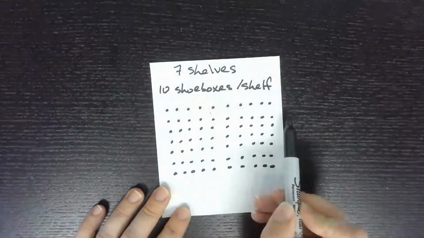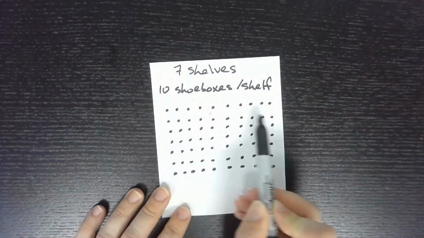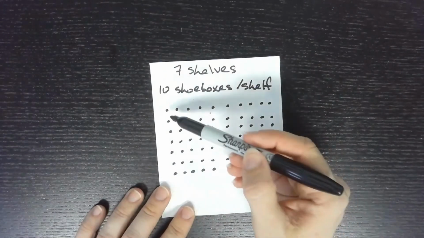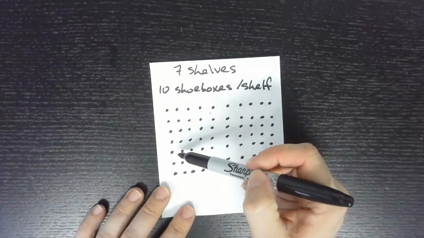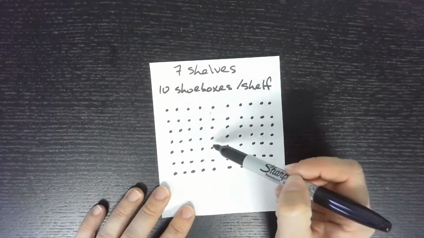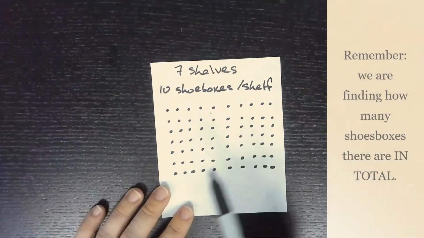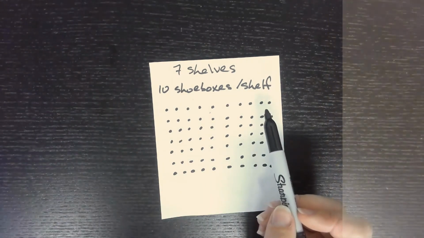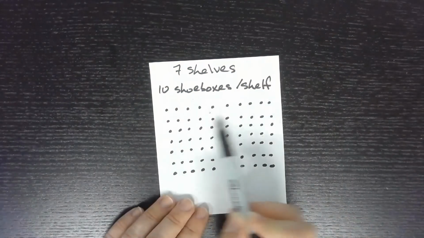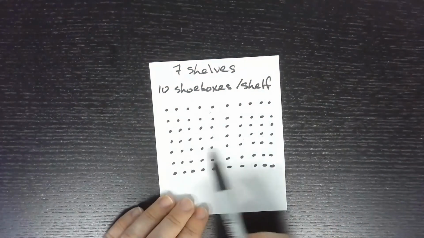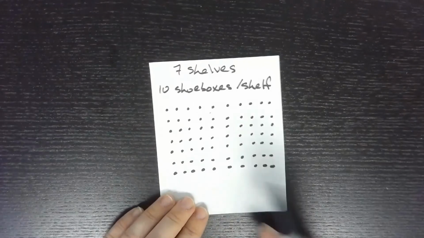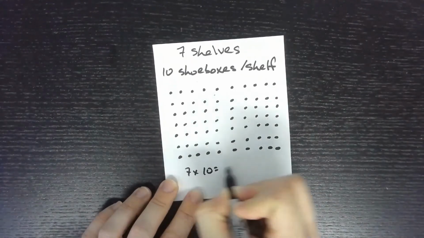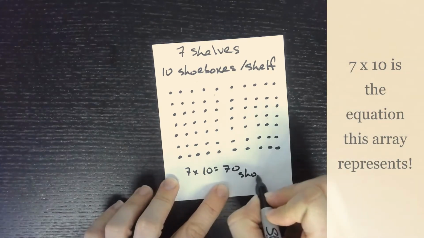So these are my rows because they are horizontal or go side to side. And my rows represent the shelves. The columns are vertical or up and down, and they represent the number of boxes. So let's solve by adding our rows of 10, and I'm actually going to skip count by 10 because that will be helpful for me. So 10, 20, 30, 40, 50, 60, 70. So there are 70 shoe boxes in all. And I don't want to forget my unit when writing my answer.